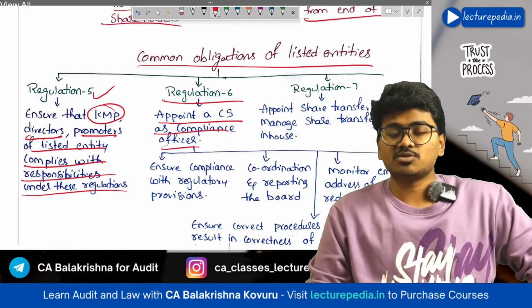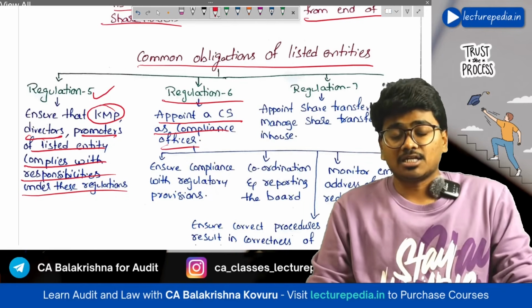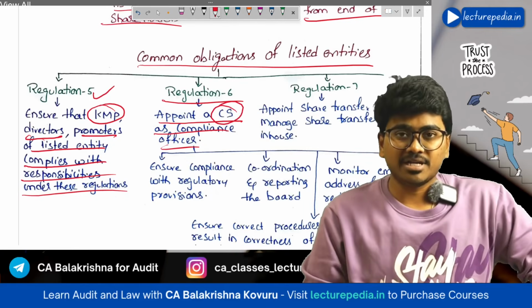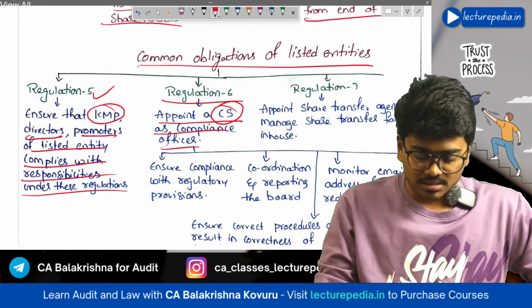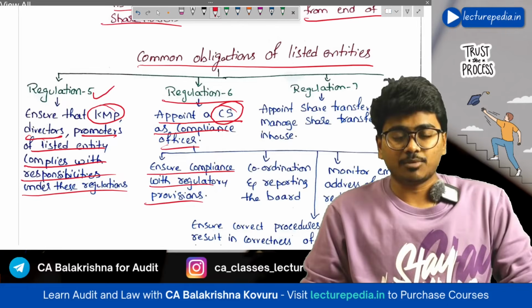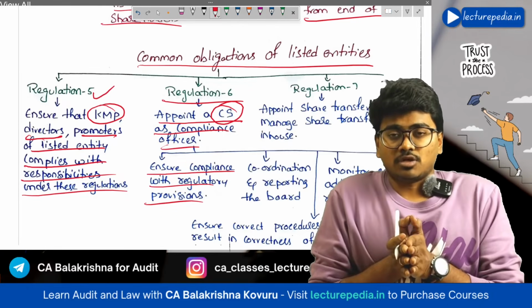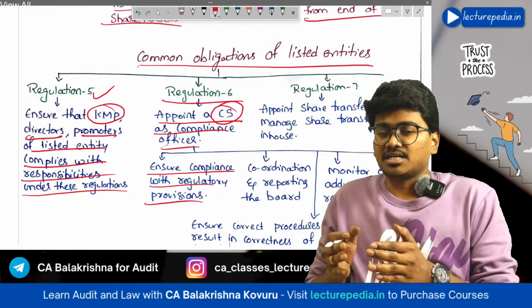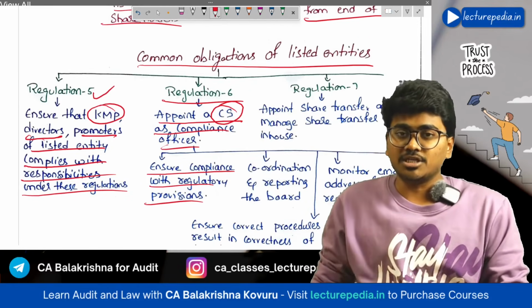Okay, next, regulation 6, appoint a company secretary as compliance officer. The listed entity should have a compliance officer, and that compliance officer must be a company secretary. The compliance officer has to ensure compliance with regulatory provisions, that is, that the listed entity complies with all the regulations that SEBI issues.